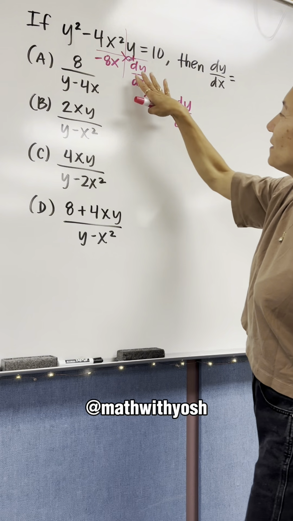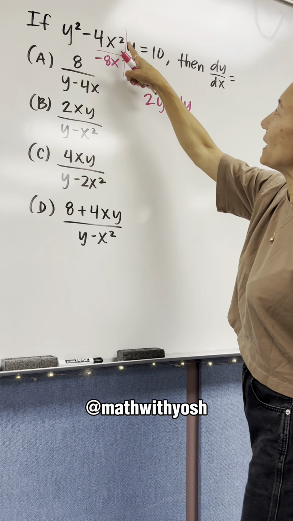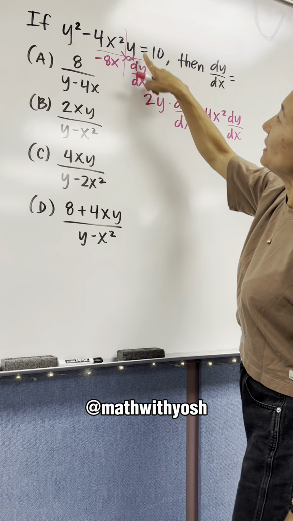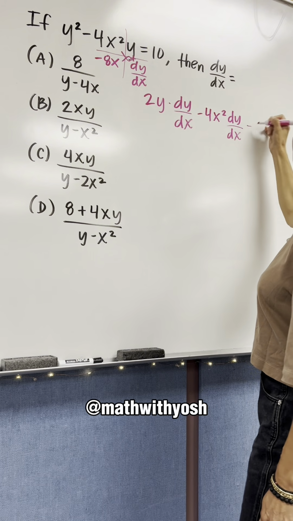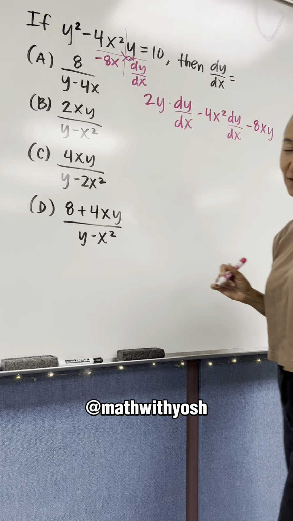So the derivative of this term then becomes negative 4x squared dy/dx. So then you swing it around and do the product of these, so that makes negative 8xy. And then over here on the right, the derivative of 10 is 0.